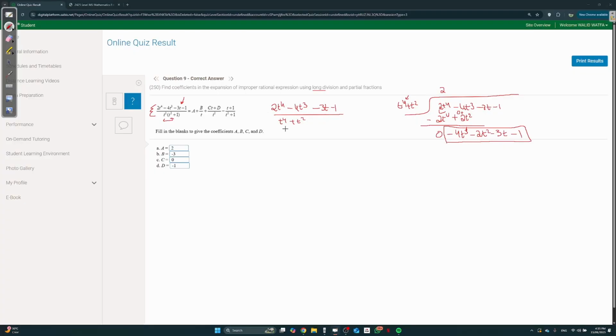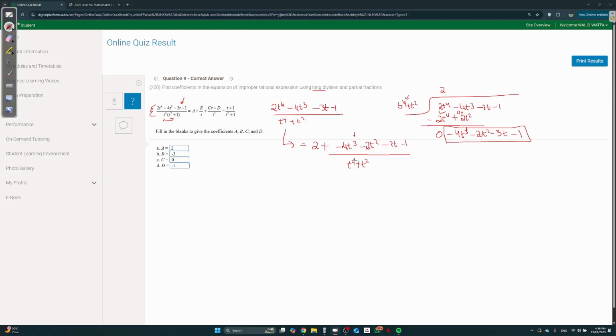So after doing the division, you can get that this is equal to 2 plus the remainder, minus 4t cubed minus 2t squared minus 3t minus 1, over t to the power 4 plus t squared. As you can see now, we did our splitting. Remember, the remainder always goes over the divisor. As you can see here, we split it into a fraction where the degree of the numerator is less than the degree of the denominator.